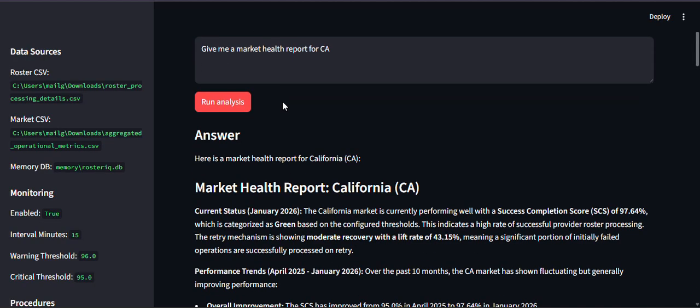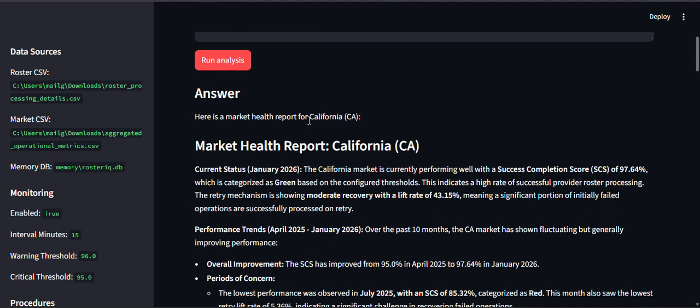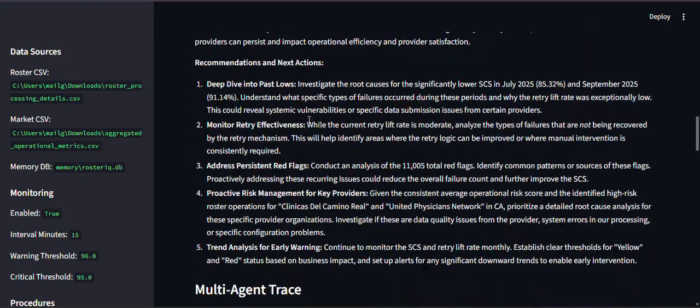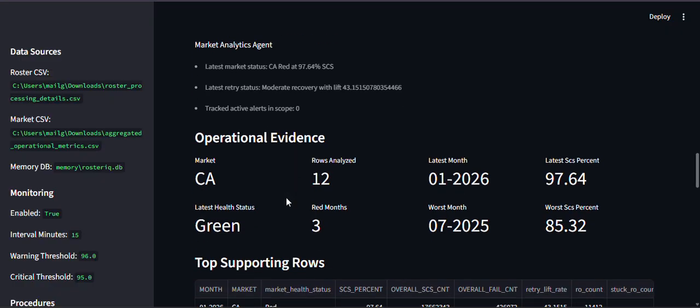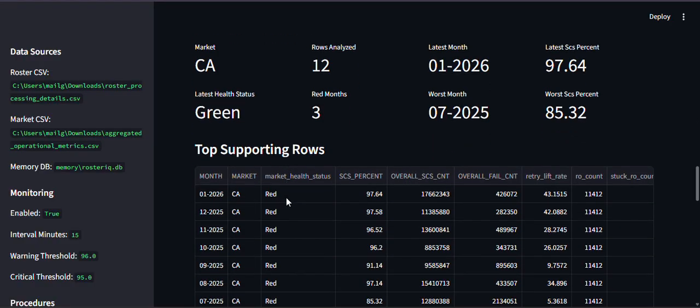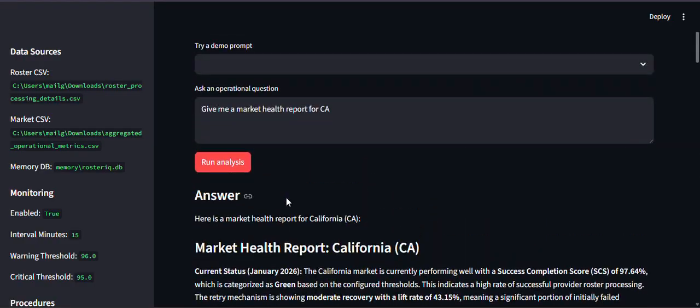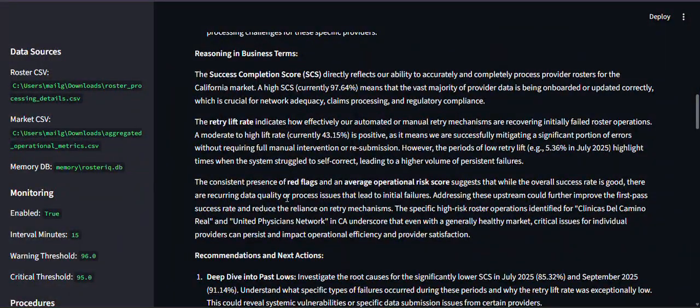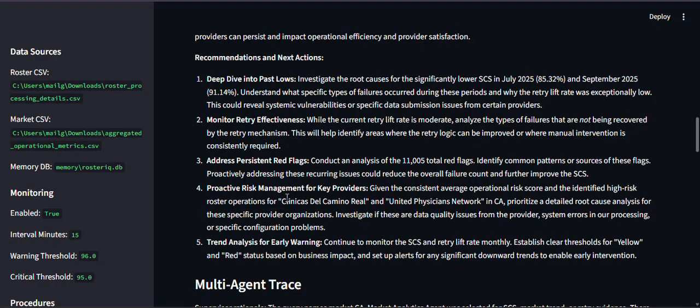So the analysis has run successfully, and this is the market health report for California. As you can see, this is the multi-agent trace. The pipeline health agent focuses on stuck roster operations, stage bottlenecks, duration anomalies, and operational risk. The market analytics agent, on the other hand, focuses on market health, SCS chains, retro effectiveness, and threshold pressure. Their findings are combined in a context building step where we also attach memory history and the active alerts, before generating the final answer.